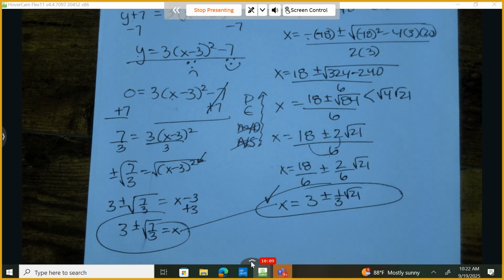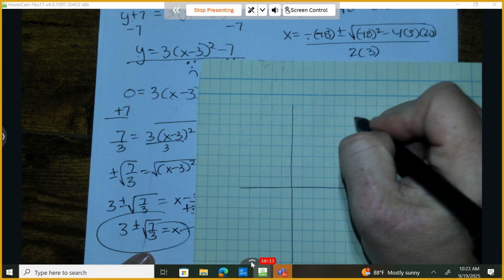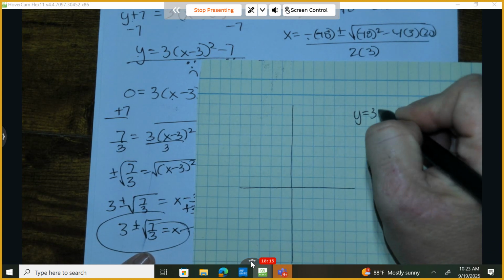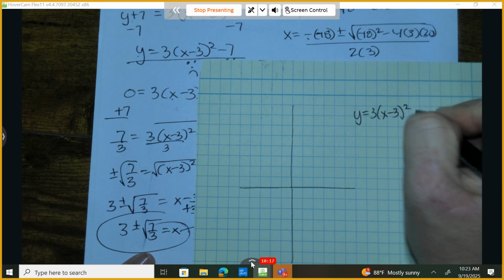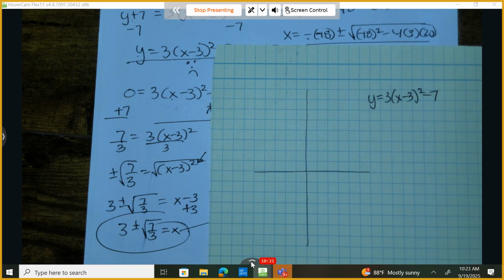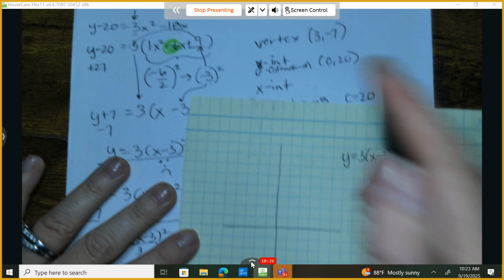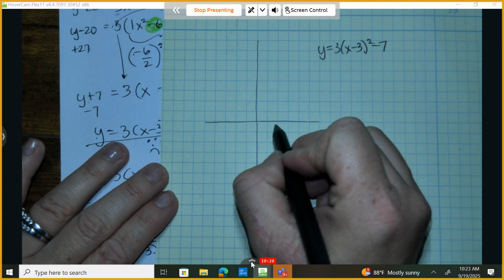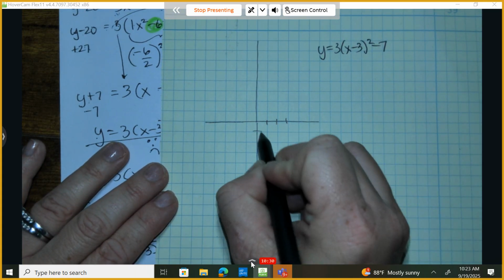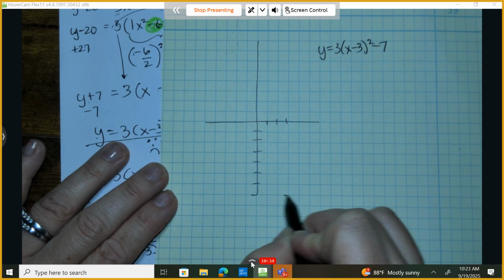Lastly, we are going to graph this. So let me grab graph paper. And I'm going to write down the vertex method. I always want to use the easiest form of an equation. And so for graphing, the vertex form is much easier. Remember, we've already identified the vertex is 3, negative 7. You are welcome to watch. So I'm going to go to the right 3 and down 7. So here is 3, negative 7.